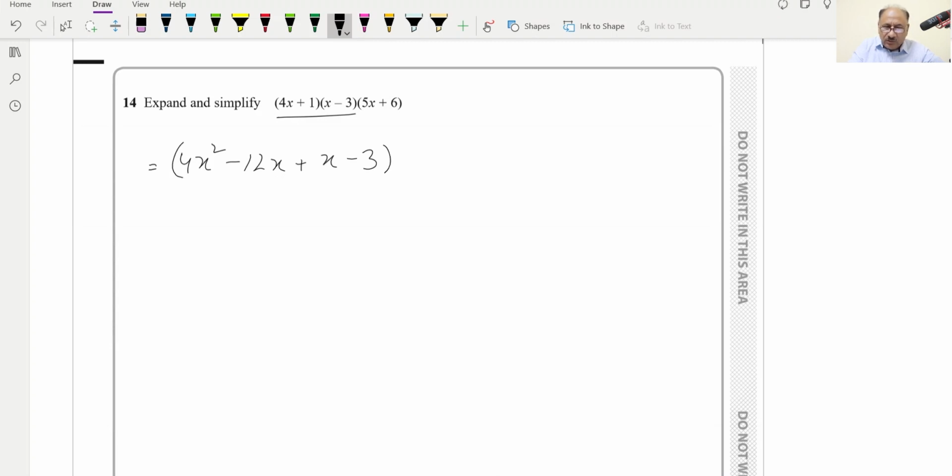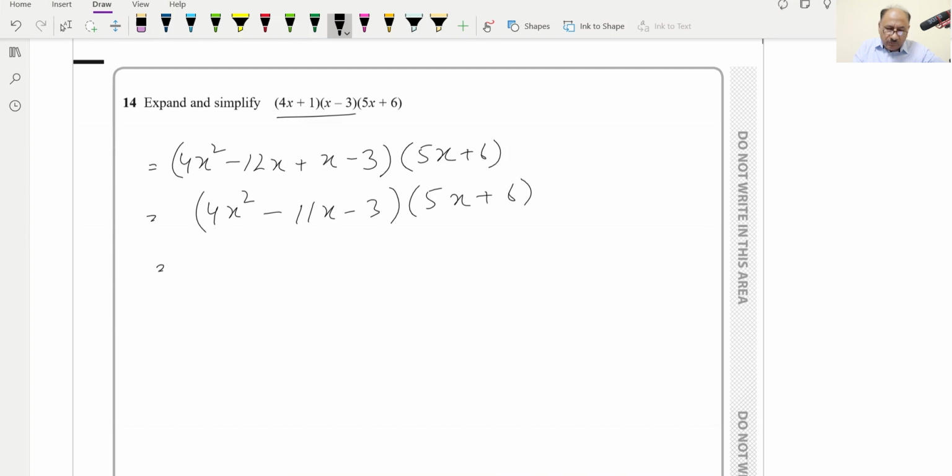Now this one, and the third term we can write as it is, 5x plus 6. Now we will add the like terms for this one. So 4x squared minus 11x minus 3, and the second will be 5x plus 6. Now we can multiply again.